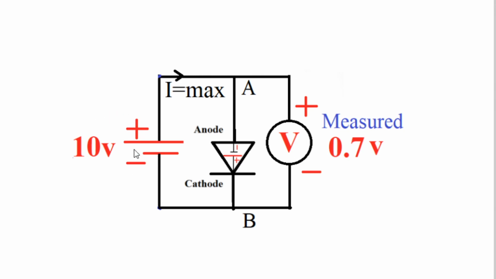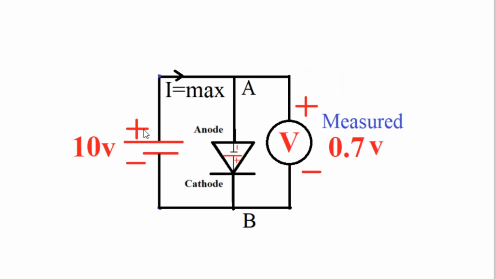Even though the battery is of 10 volt and the voltmeter is directly in parallel to the battery, the voltmeter is not measuring 10 volt, because the PN junction diode is responsible for that. When this PN junction diode starts conducting after 0.7 volt, at that time it short circuits the voltage of this battery over and above 0.7 volt.